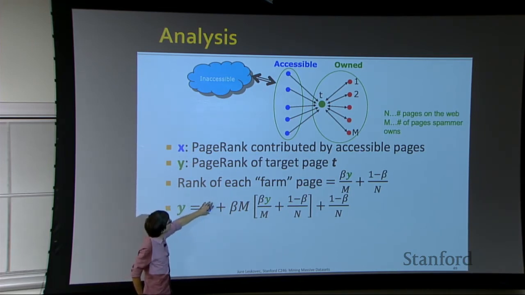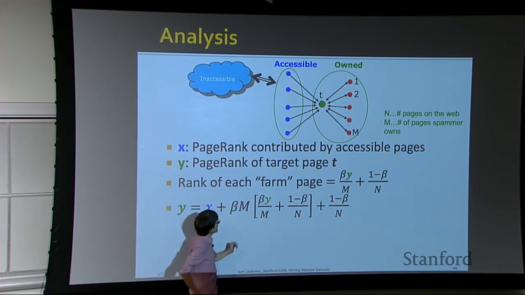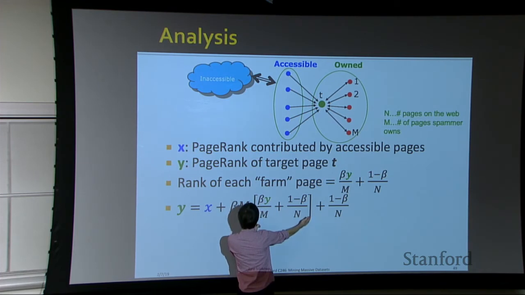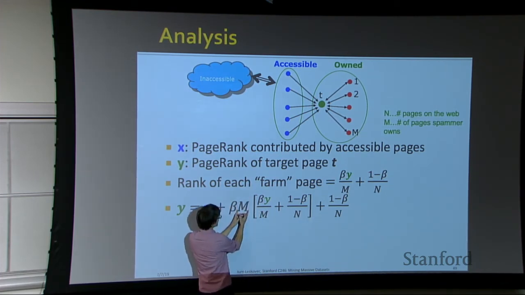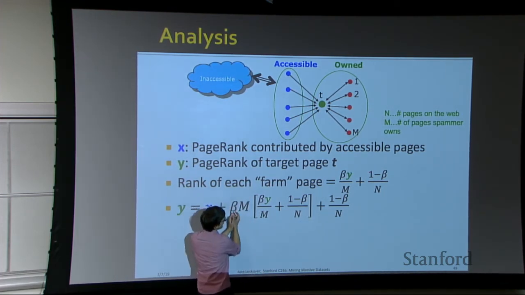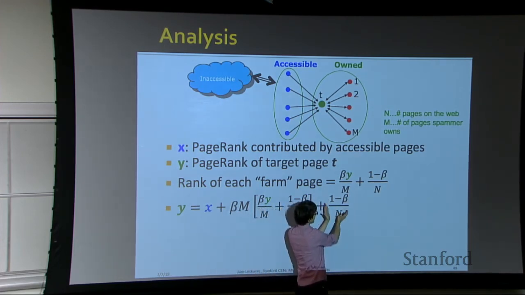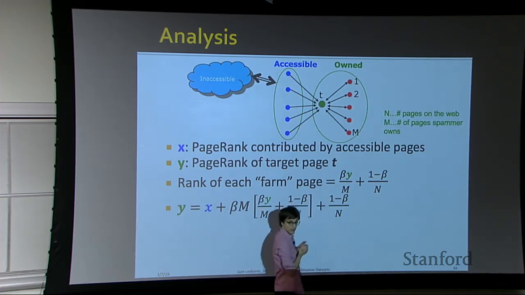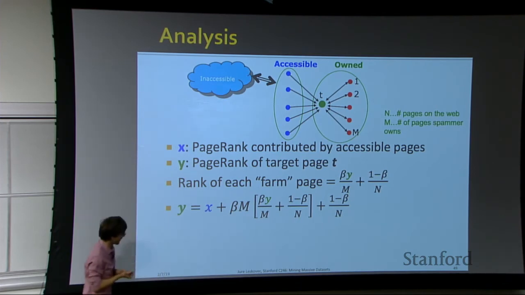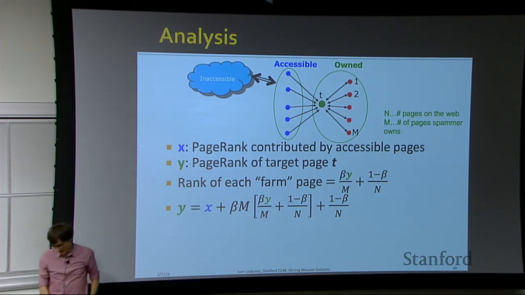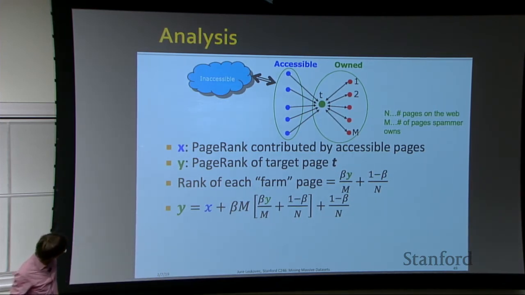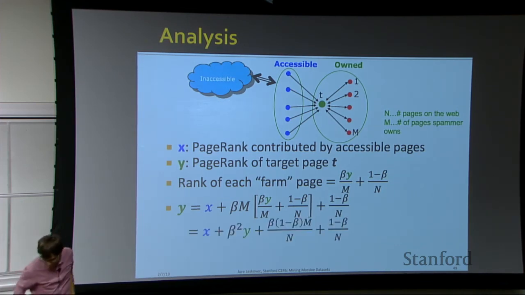And then for Y: Y gets the contribution X from the blue part. And then this is the score of every red node. There are M red nodes total. I multiply by beta. And then this is 1 minus beta times 1 over N, where 1 over N is 1 over the size of the web graph. And this is now my equation to compute the PageRank score of Y.